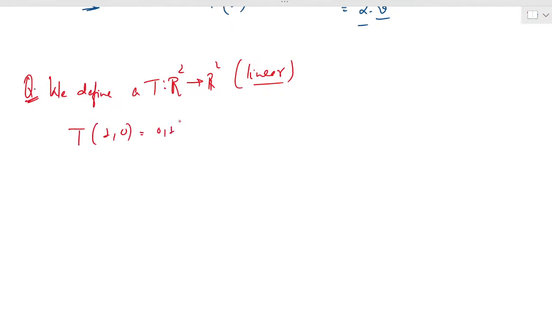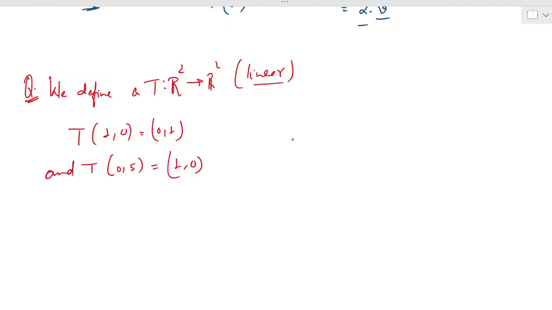Let's say we define a linear operator from R square to R square. So I have declared that this is linear. Linear operator means this is a linear transformation, point number one, such that T of (1, 0) is equal to (0, 1), and T of (0, 5) is equal to (1, 0).